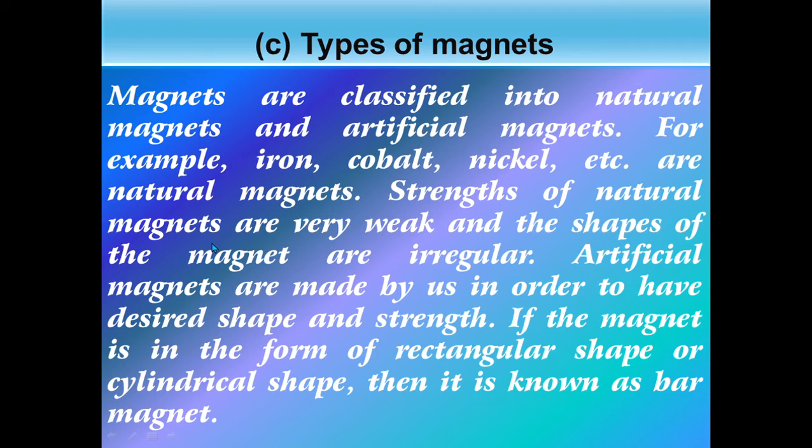And the shapes of natural magnets are irregular; we take them from the earth. Then artificial magnets are made by us in order to have the desired shape and strength. If the magnet is in the form of a rectangular shape or cylindrical shape, then it is known as a bar magnet.